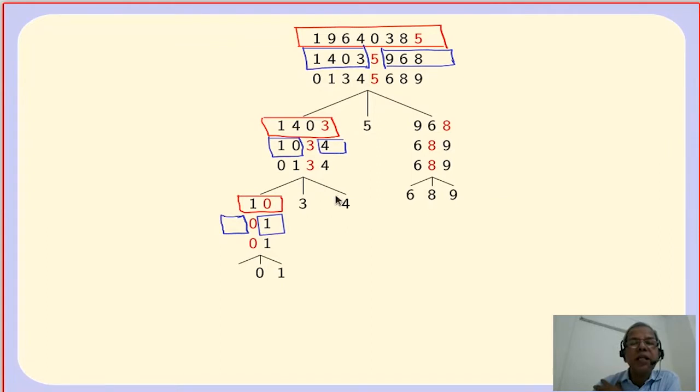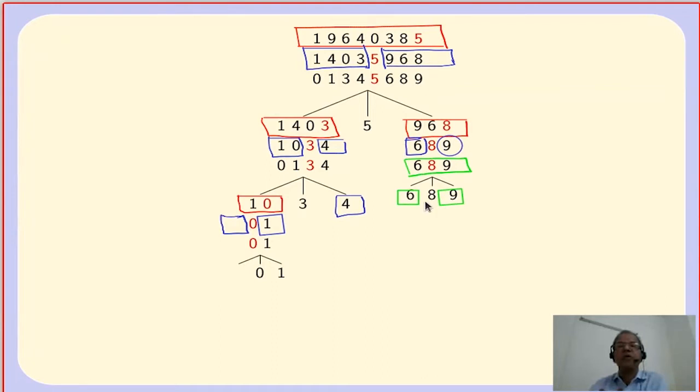Okay, this is a singleton, therefore this is sorted. Similarly here, 968 is the input. 6 is the smaller partition, 9 is the larger partition. Now, 6 is a singleton, 9 is a singleton, therefore 689 is the output.